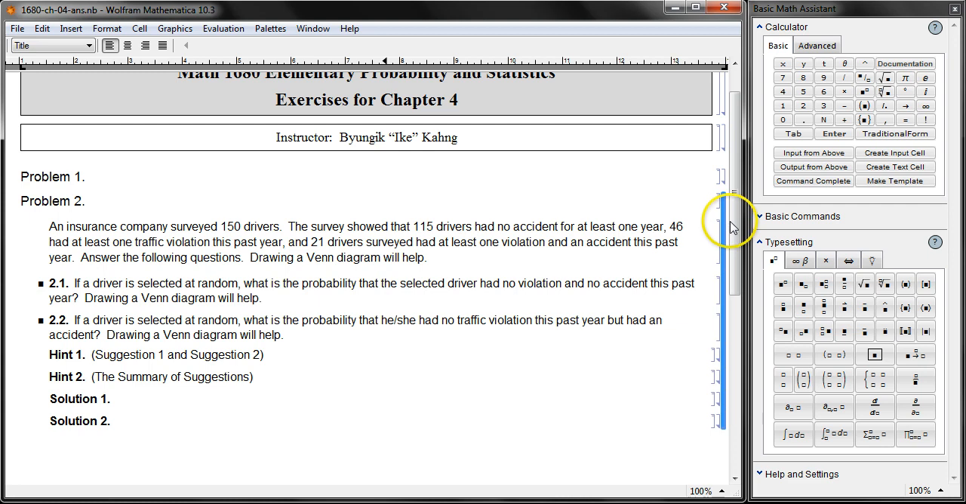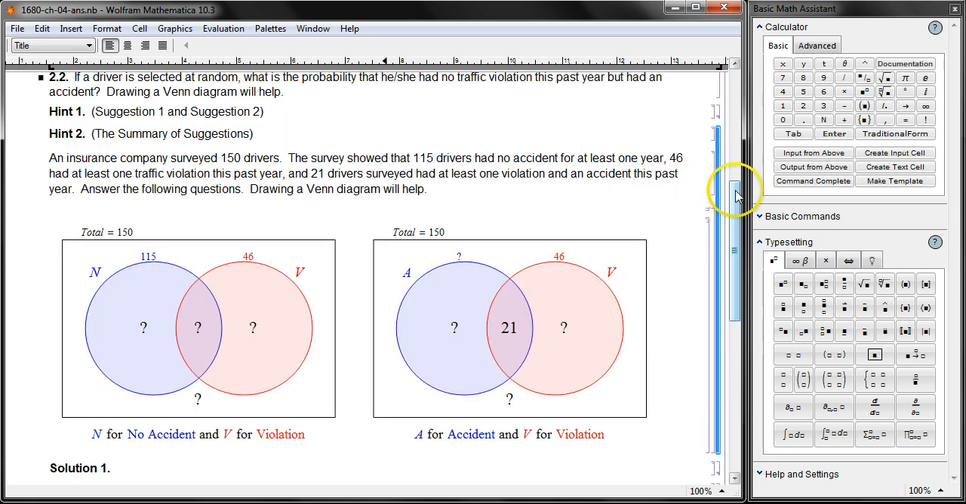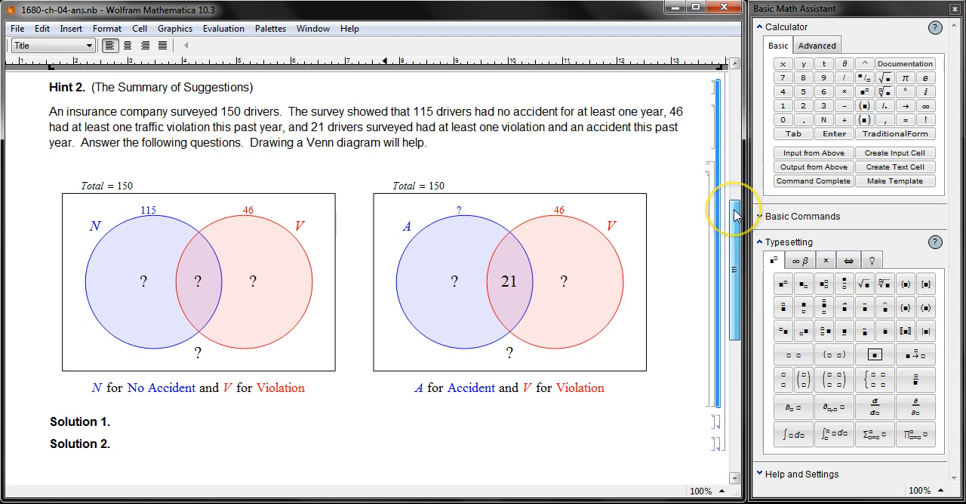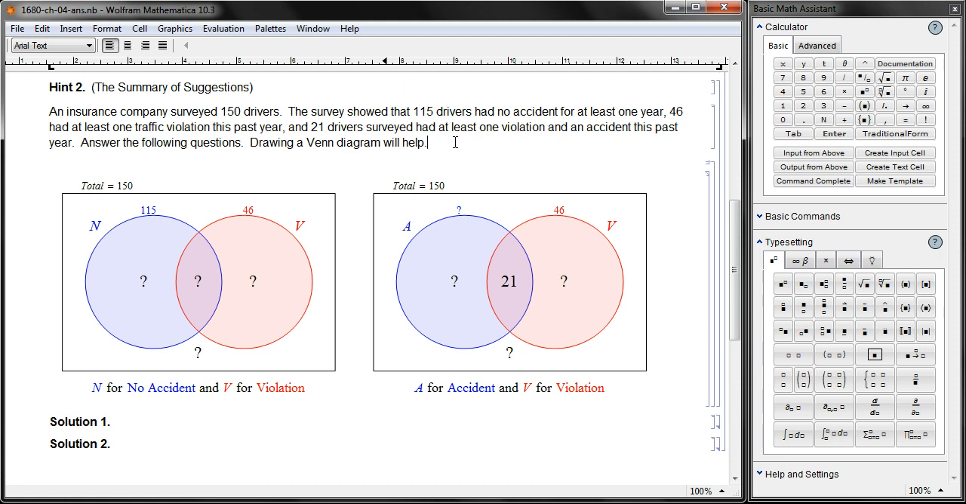I hope everybody had enough time thinking and is ready to see the solution for problem 2. Let's summarize what we discussed in the previous video. This is a copy of the problem set, and based upon that problem set, I gave you 2 suggestions. You don't have to use both. Any one of them is going to be fine.